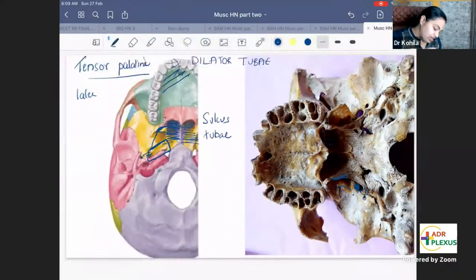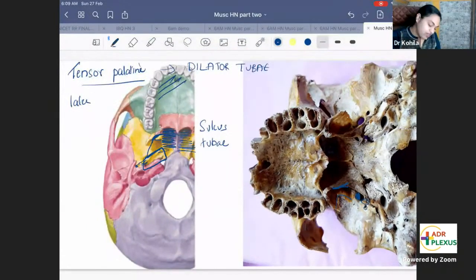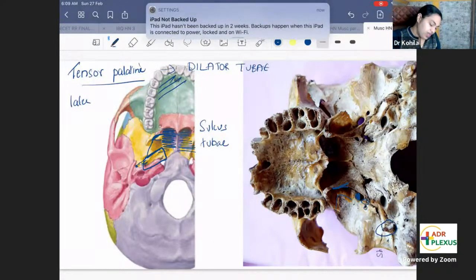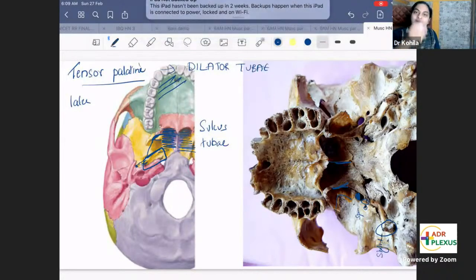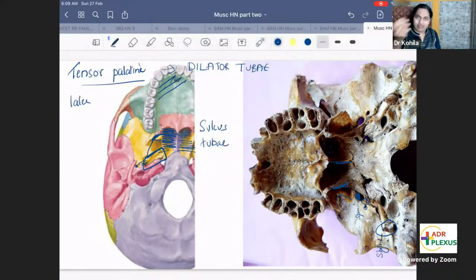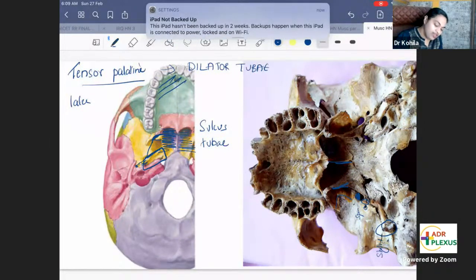Usually they get confused with the spine of the sphenoid and styloid process. This is the styloid process, okay? This is the styloid process. This is the spine of sphenoid, this one. Yeah, this is the vomer. So here, remember, behind the soft palate is the pharynx. So this is the region of the pharynx.